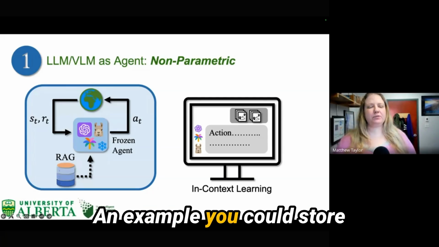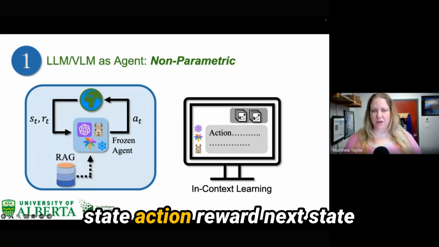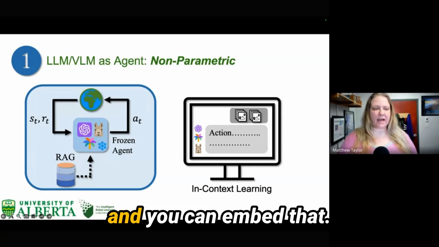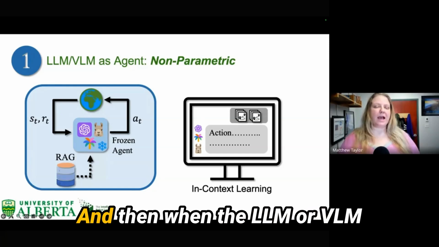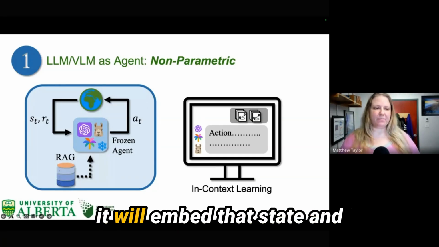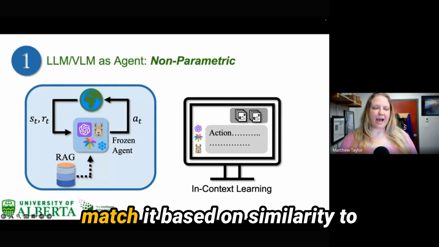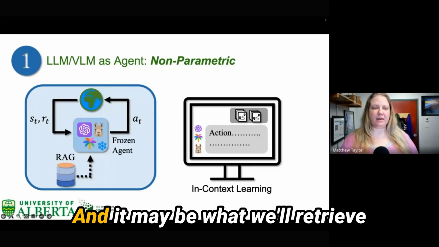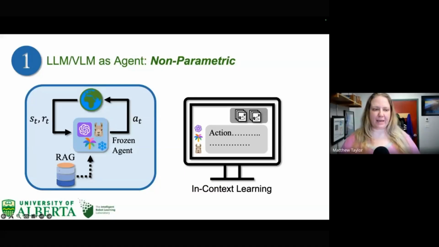For an example, you could store state, action, reward, next state experiences into a database, and you can embed that. And then when the LLM or VLM experiences a particular state, it will embed that state and match it based on similarity to the experiences in the database. And it maybe will retrieve the top K experiences based on similarity and add those as context before selecting an action.